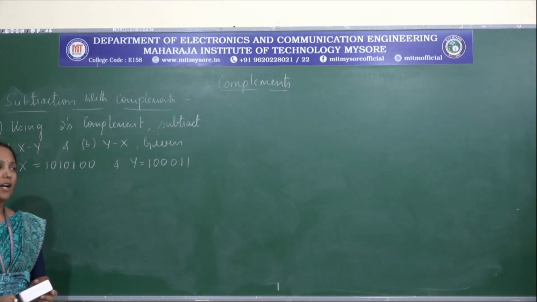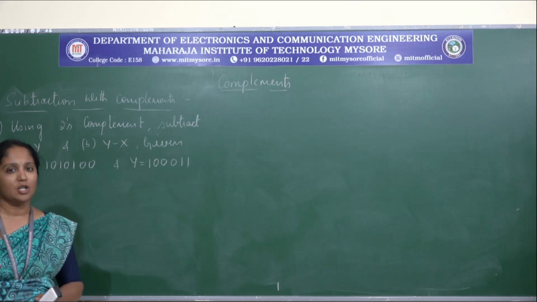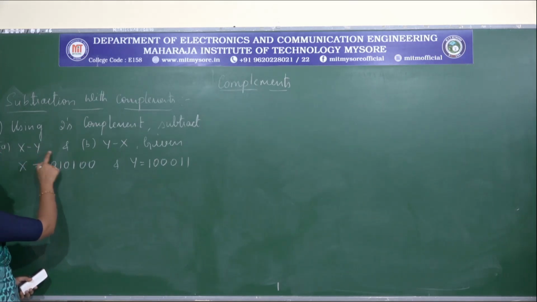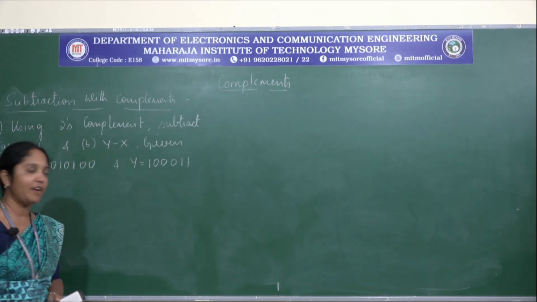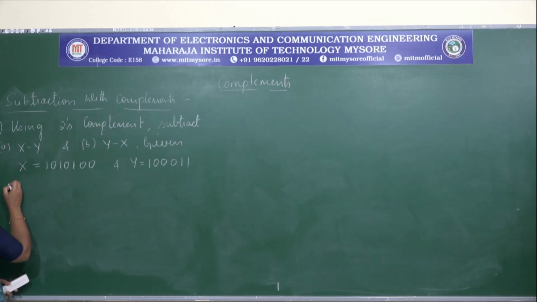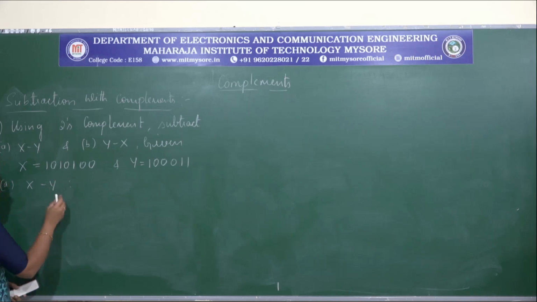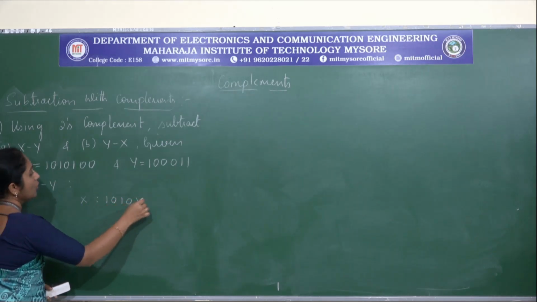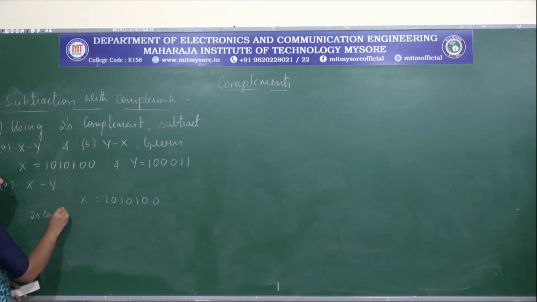Now let us consider one example for understanding how to perform subtraction using 2's complement. Here we have x minus y as well as y minus x. Let us consider x minus y first. Later we will find out y minus x. What is the procedure? First we consider the first operand as it is, 101100. Next we consider the second operand, but it should be in 2's complement format.